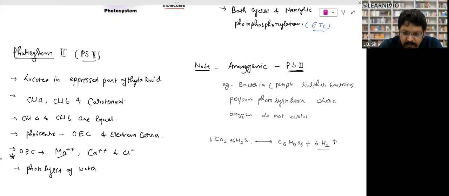So, by the way, I have written it over here. So, where does it take place? Where does it take place? Tell me some examples. Does it take place in plants or not?